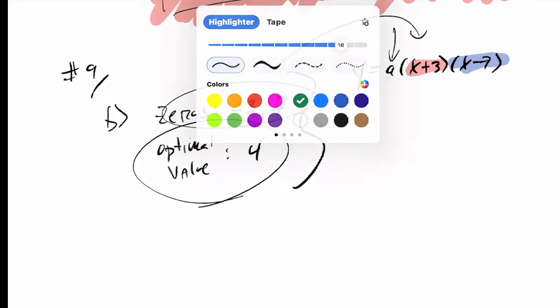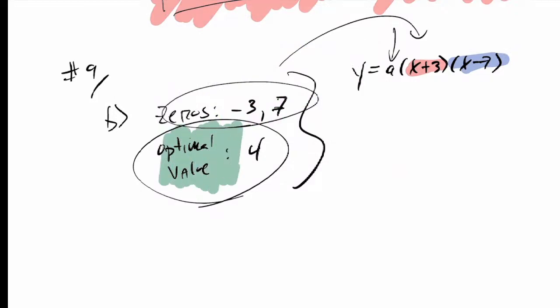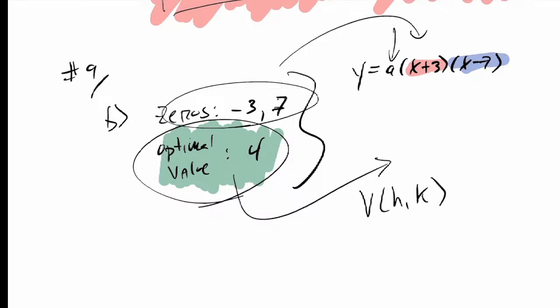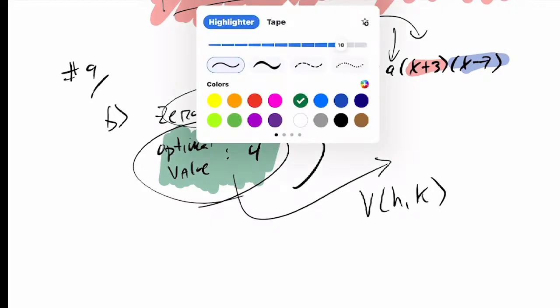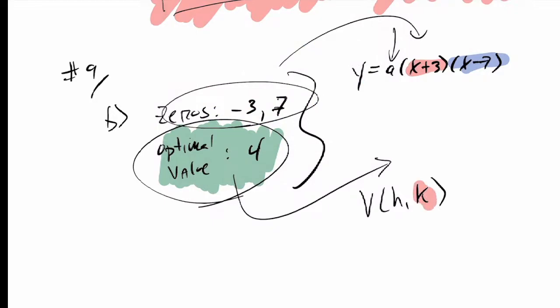Does everyone remember what they're referring to as optimal value? I said it earlier today. We said it in class as well. Do you guys know what this is referring to? Optimal value refers to what? From my vertex, we have these two letters. Which letter does it refer to? My k value.